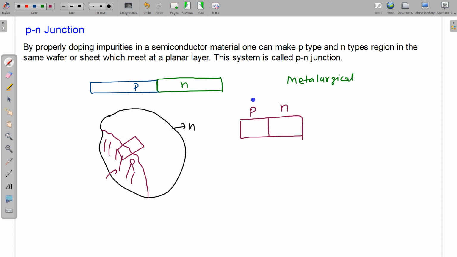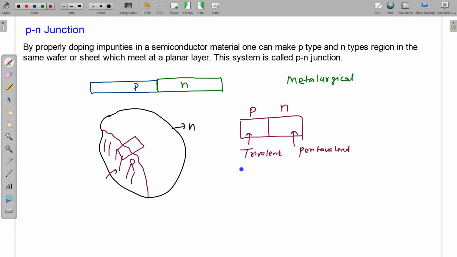So using this kind of metallurgical process we form a p-n junction, and in this kind of p-n junction, here we have trivalent impurities or acceptor atom impurities. In this side we have pentavalent or donor atom impurities. So this is the donor atom impurity region, and this is the trivalent impurity region, and there may be a concentration difference. We can have trivalent concentration more than the pentavalent concentration.